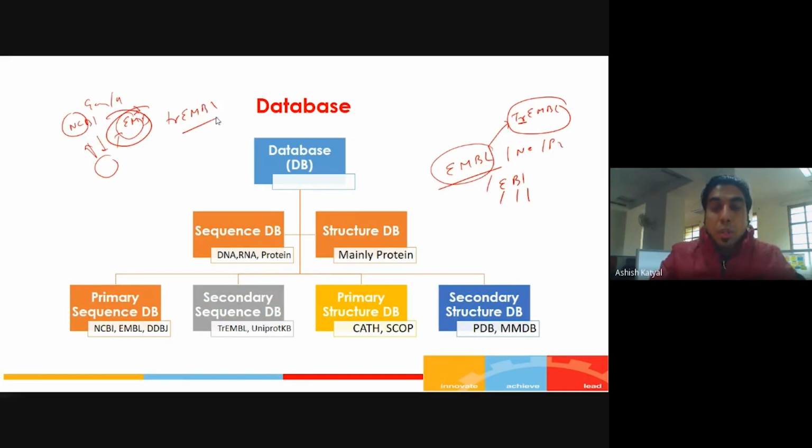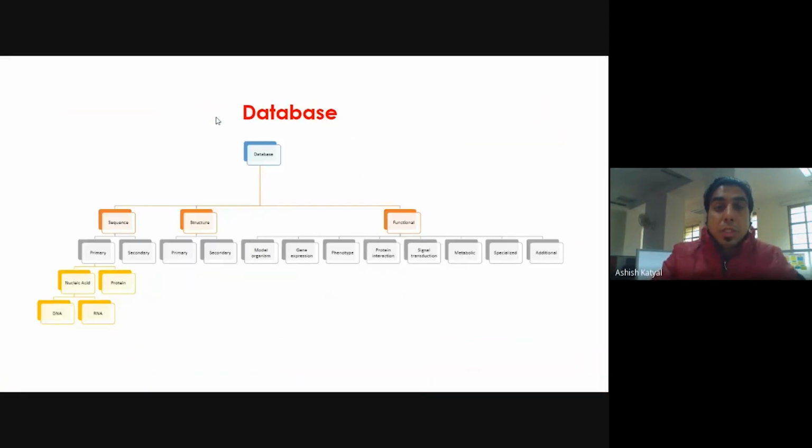Okay, so I'm going to the major definition of this database. It is a complicated one, but you have to at least remember which kind of database is present. For example, I have told you regarding databases. In case of bioinformatics specifically, first is the sequence database, second is the structure database, and third one is the functional database. In case of the sequence database, there are two, primary as well as secondary.